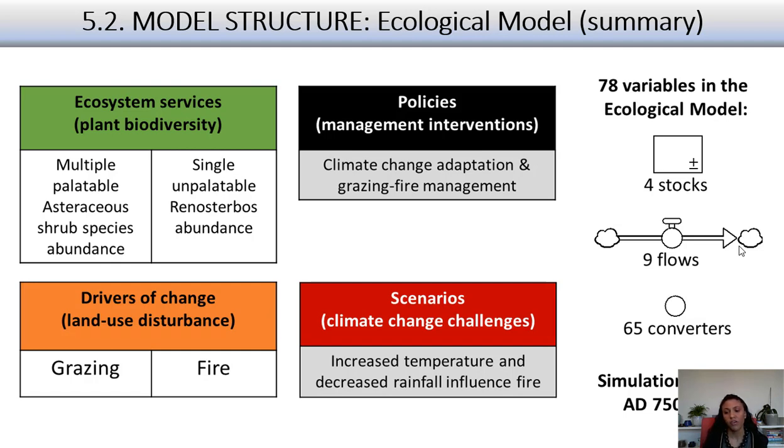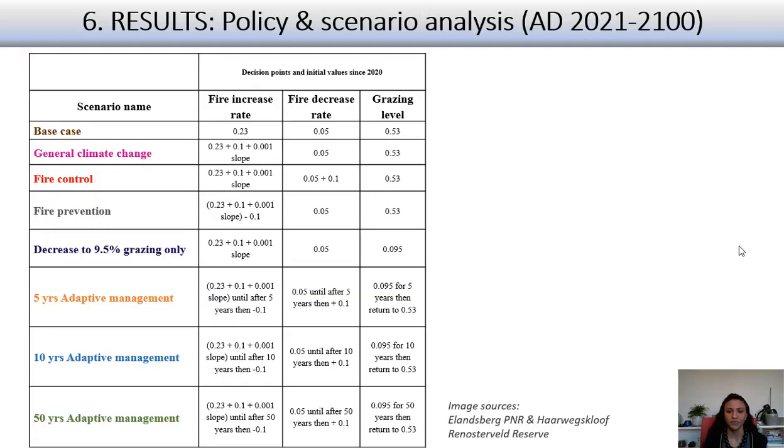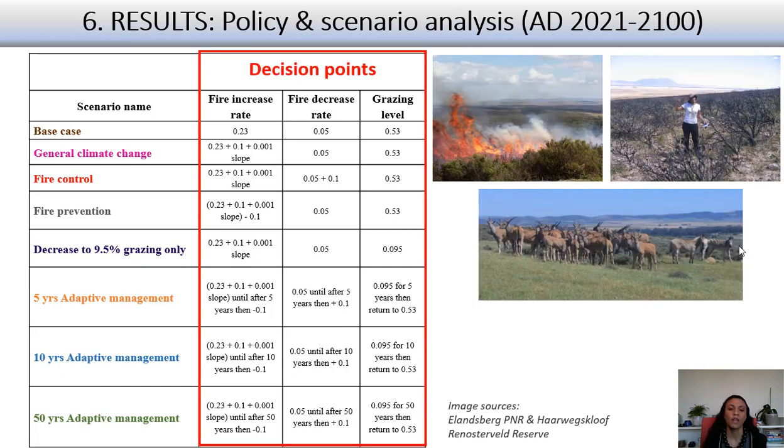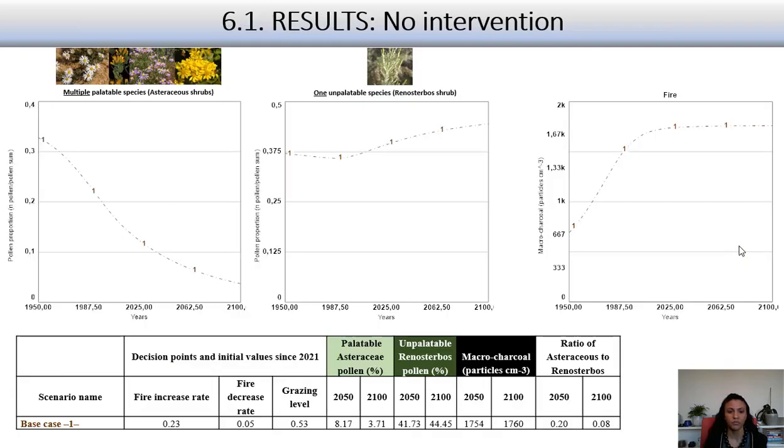And the simulation period uses the Paleo time period, so 750 AD, and then 80 years into the future. So obviously, managers are not able to control climate change and the impacts of that, but what they can control are the levels of fire and grazing. So these are the decision points in the model.